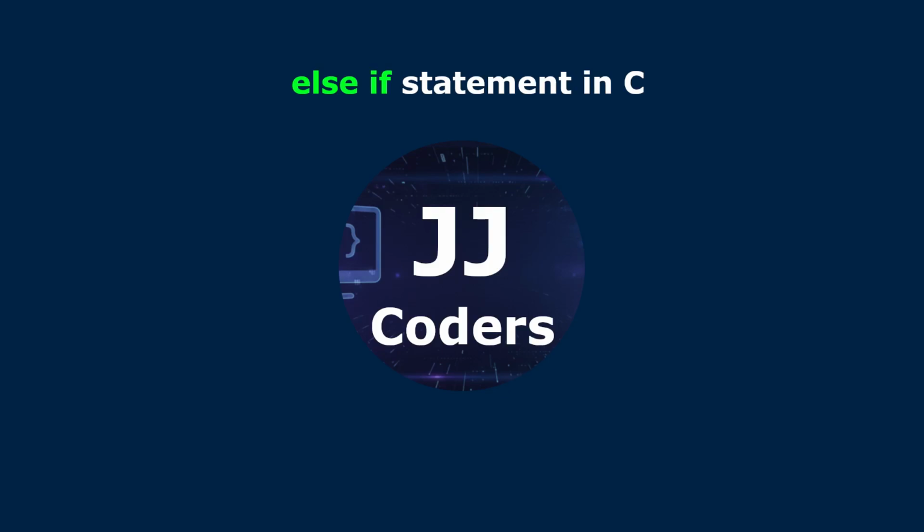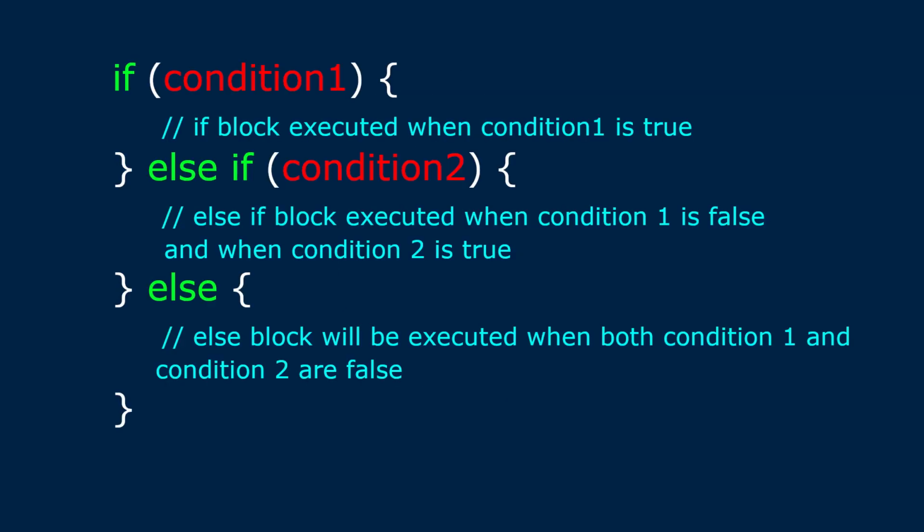In this video, let's see about the else if statement in C. The syntax for the else if statement starts with an if keyword with the condition 1 and then its own if block. Following it, the next is the else if with the condition 2 and then its own else if block. Finally, the else keyword with the else block. Let us see this with an example program.